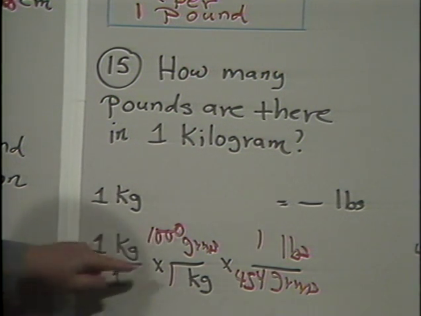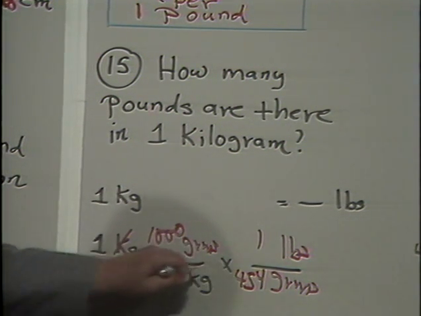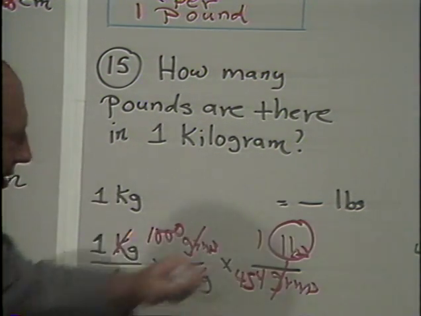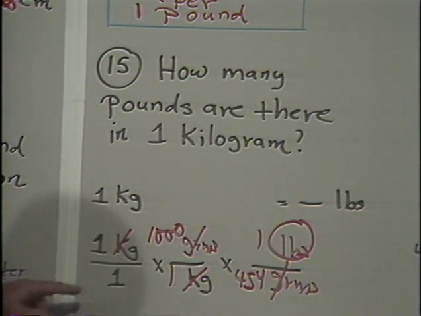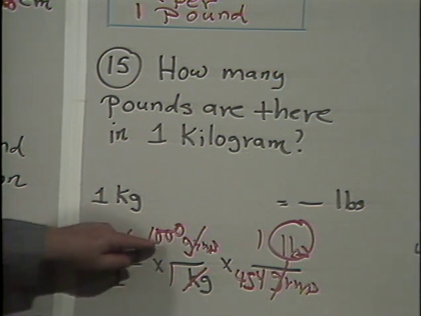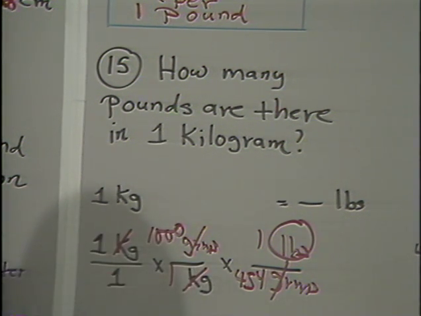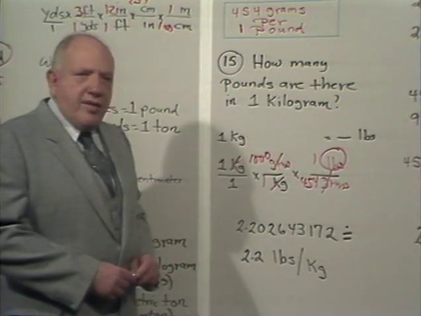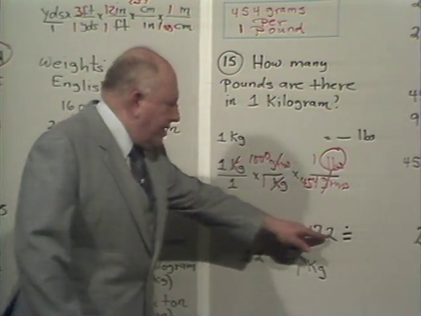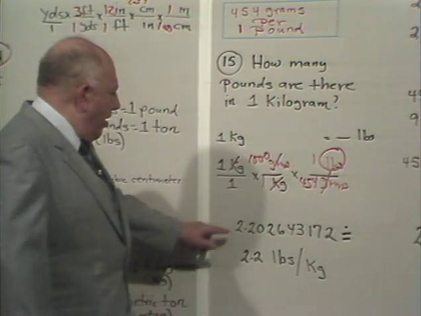How do I do this problem now? I first check to see that my labels are right. Pounds is left, that's okay. 1 times 1,000 is 1,000. 1 times 454 is 454. So the answer is going to be 1,000 divided by 454, taking out my trusty calculator. And in seconds, this is the answer I get. Look at all them decimal places.